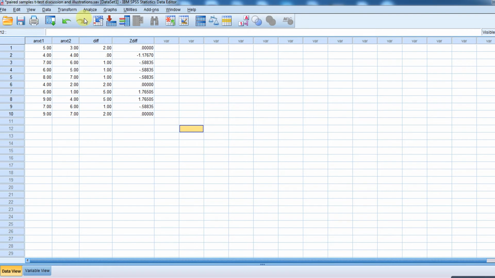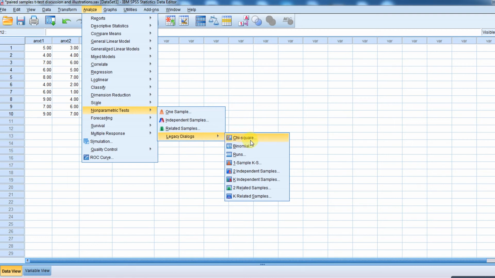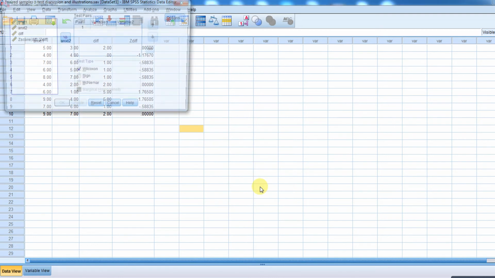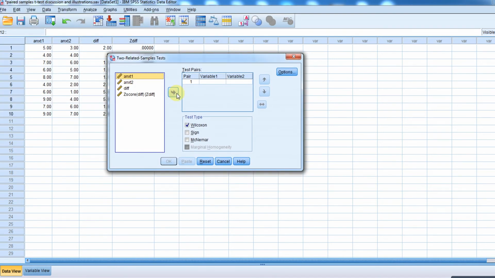But if you have a violation of the normality assumption, then instead of running the paired samples t-test, you have a couple of options. If you go to non-parametric tests, to legacy dialogs, and then down to 2 related samples, because we have 2 related samples, we can move our pre-test and post-test scores over here, and there are a couple of options in terms of tests we could run. We could run the Wilcoxon signed ranks test, or just the sign test. These are 2 different tests. We can click on OK.